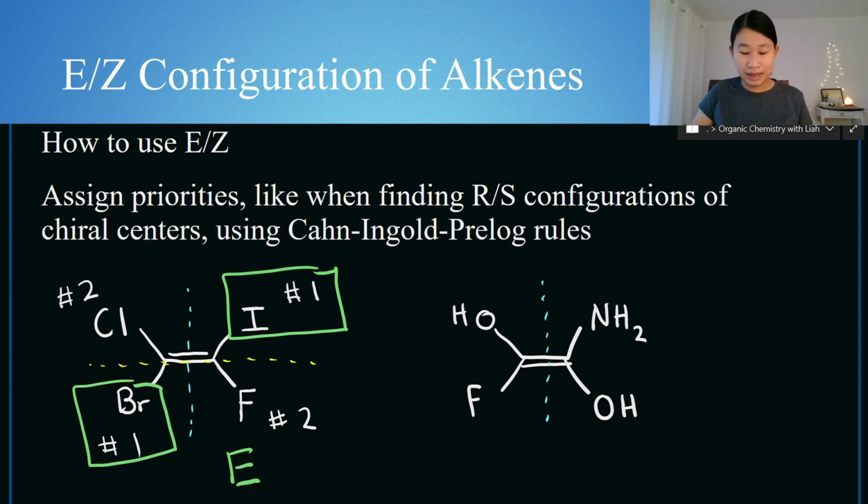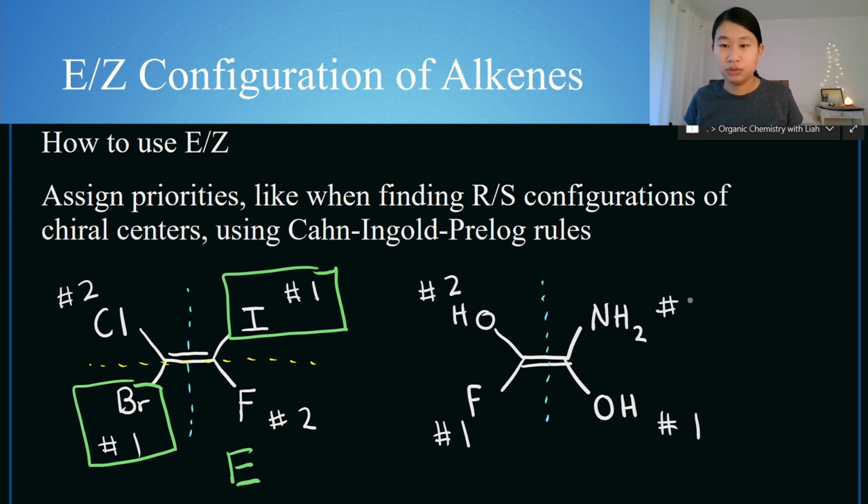Now let's practice this again. On the molecule on the right, we're going to decide priorities on each side of this double bond. Let's do the left first. The question here is whether fluorine or oxygen is higher priority. Fluorine has a higher atomic number, and therefore fluorine is priority number 1 on this side, and OH will be priority number 2. Now let's do the right side of the blue line. Comparing nitrogen and oxygen, oxygen has a higher atomic number, so this is going to be priority number 1, and priority number 2 will go to nitrogen.